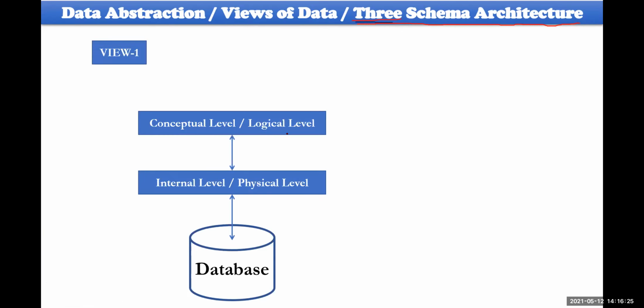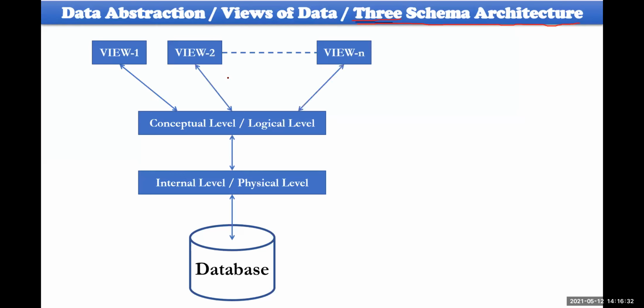Then external, view 1, view 2, view 3 will be called external schemas. All these external schemas will be connected to this conceptual schema. This diagram represents the three schema architecture. So here we have an internal schema, a conceptual schema, and external schemas. Let me explain each and everything in a proper way.